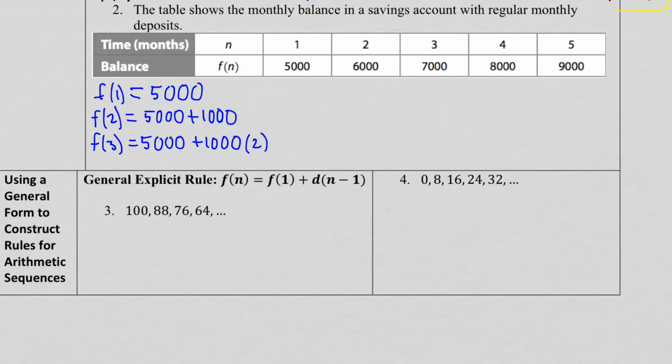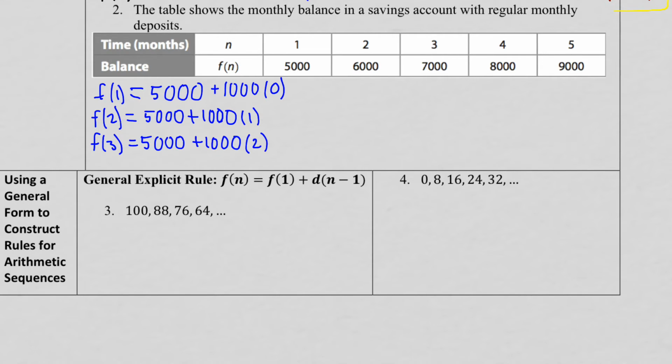Just follow? So that means that in this one that I skipped up here, I didn't multiply times anything, I am really multiplying the 1,000 times 1. Same thing for the top one. It is 5,000 plus 1,000, remember, I want them all to look the same, but it's just 1,000 times 0. See how they all look the same now? And they all make sense.